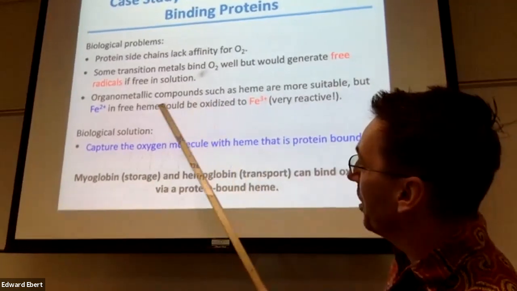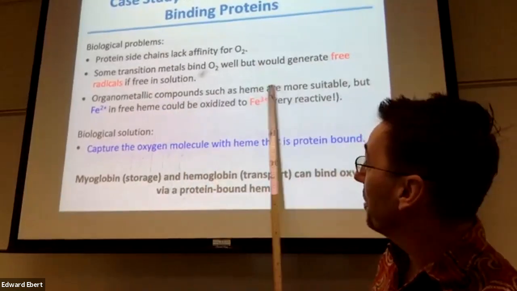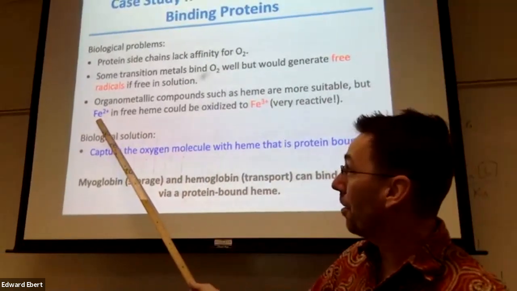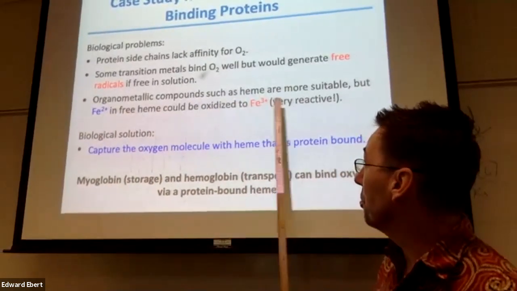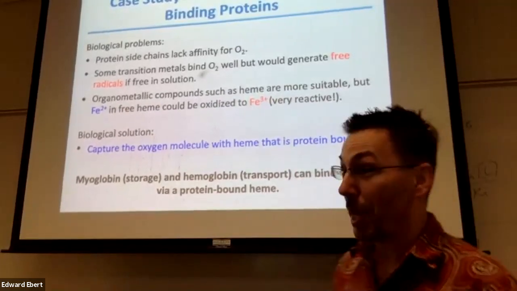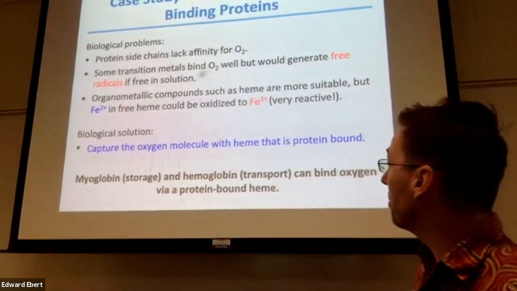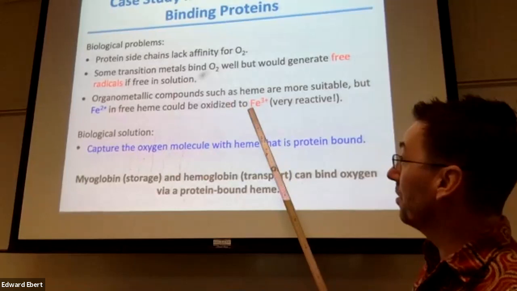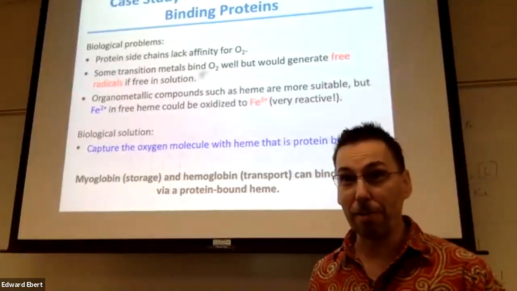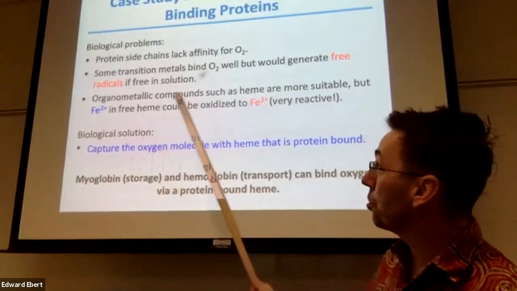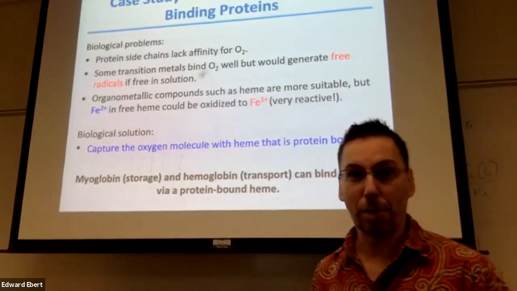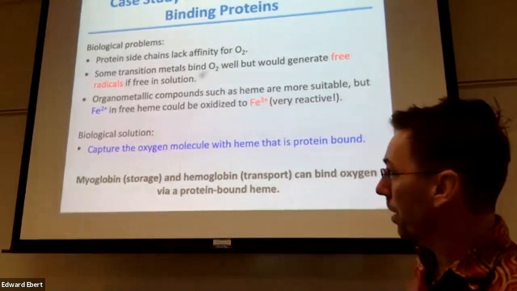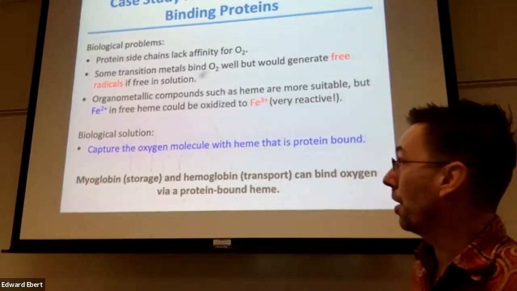So what we end up doing is taking organometallic compounds like heme. They're more suitable. The problem is, we don't want to oxidize iron in free heme to iron 3 because we get a very reactive form. So we come up with a solution: a heme that is protein bound. We're sequestering this very reactive iron 3 species away, and making sure we don't get a lot of radical formation. So we're protecting the overall organic structure while still being able to bind oxygen.